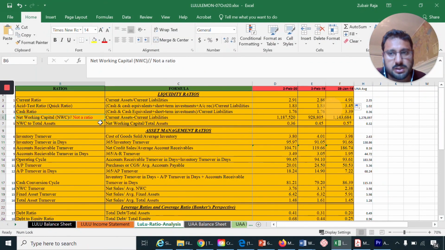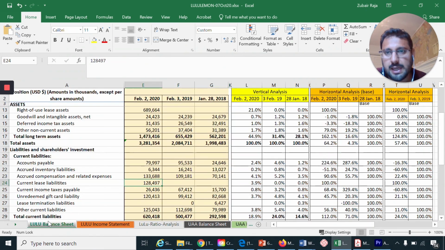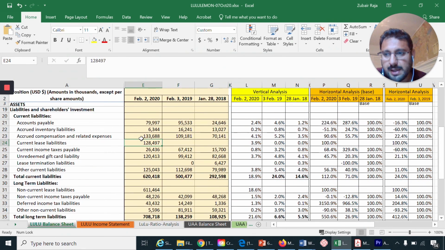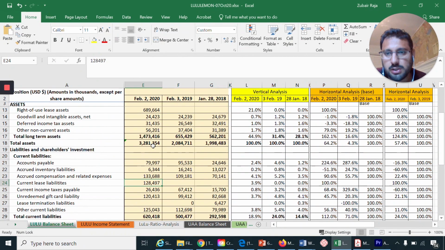This fourth one is not a ratio, but I use this number from here to divide it by the total assets. So this is D6, so D6 is actually this, divided by Lululemon balance sheet E18. E18 should have the total asset when I'm calculating the net working capital to the total asset. So D6 divided by Lululemon balance sheet E18 cell. This is the Lululemon balance sheet, and E18 cell is actually the total asset.